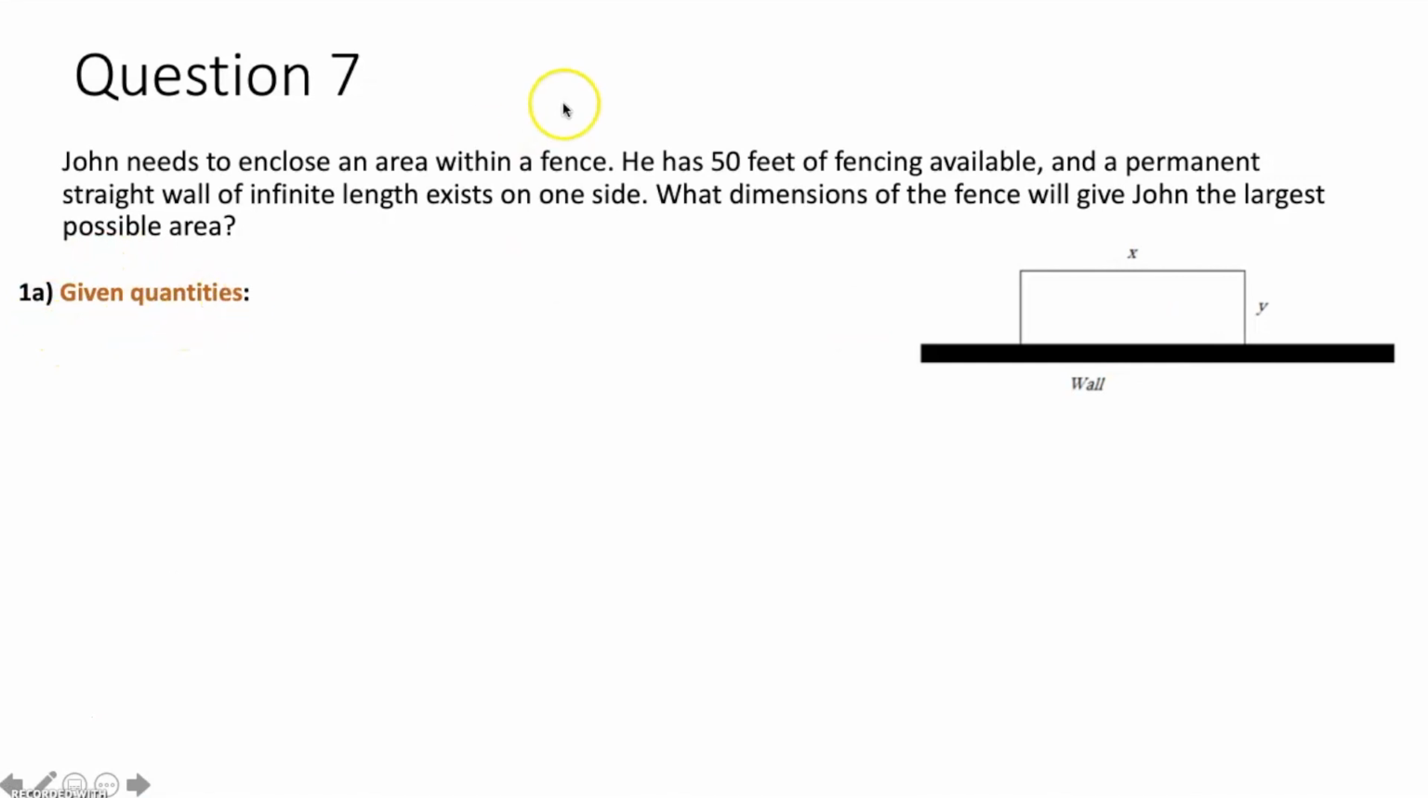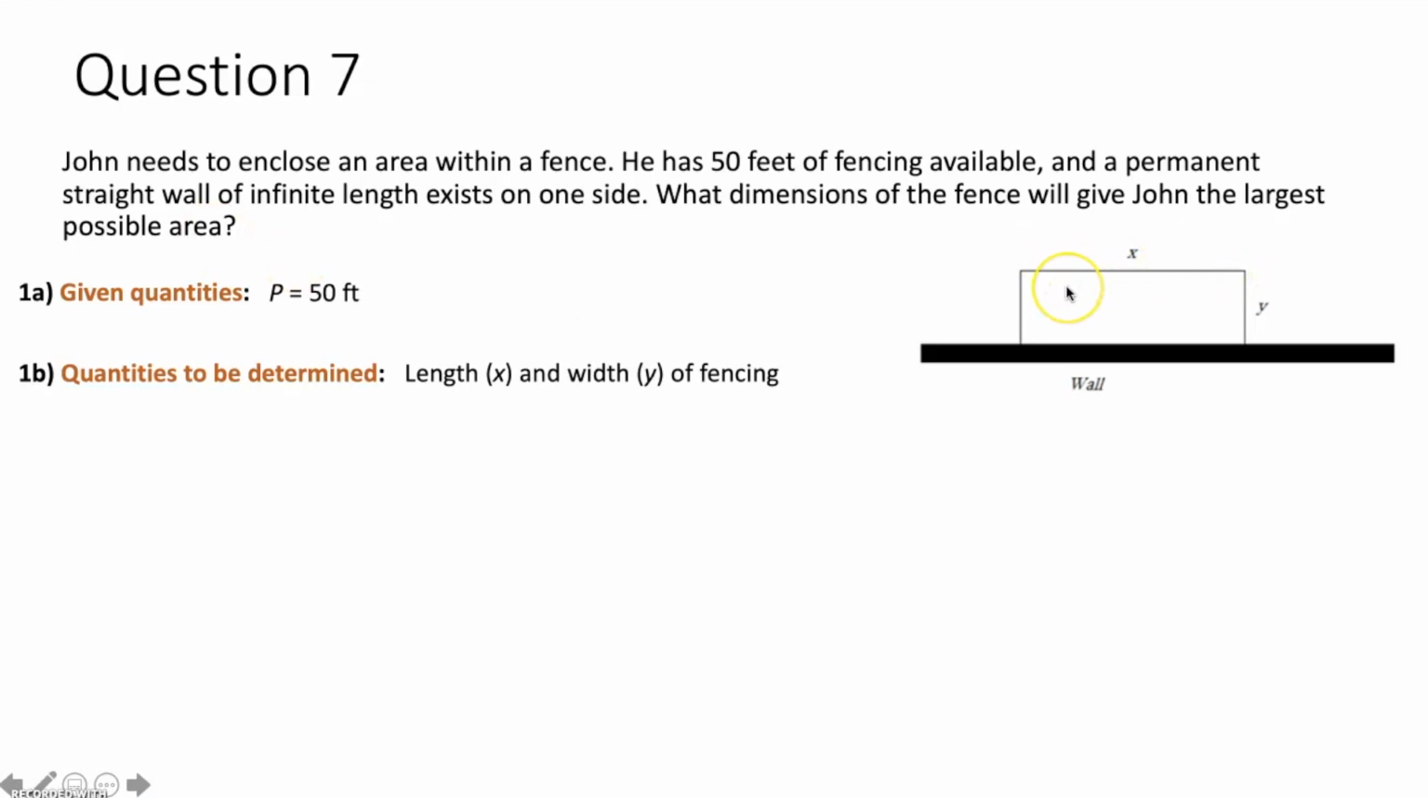We're given that John has 50 feet of fencing available, meaning that the perimeter of this fence, because we don't have to include the wall, has to equal 50 feet. Next, we need to know what quantities are to be determined. What are we even trying to find here? Well, it says what dimensions of the fence will give John the largest possible area. So we're trying to find the dimensions of this fence, the length and the width.